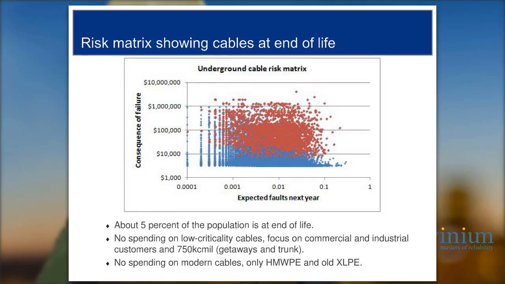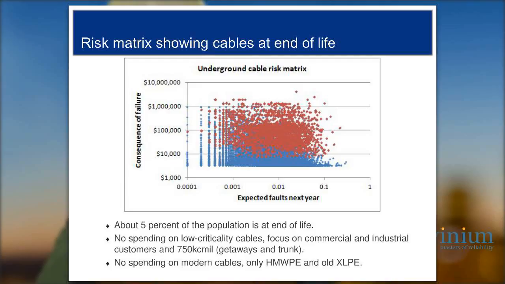So we go back to our risk matrix, and we're looking now at the same population of underground cables. The blue ones are the cables that are not at end of life, and the red ones are the cables that are at end of life. And so you can see that, as you'd expect, the ones at end of life tend to be concentrated either in cables that are more likely to fail, so they're further to the right on the graph, or in cables that have a very high consequence of failure. In other words, the ones that tend to be higher up on the graph. So the further you move up or to the right, the more likely it is that any particular cable is going to be at end of life.